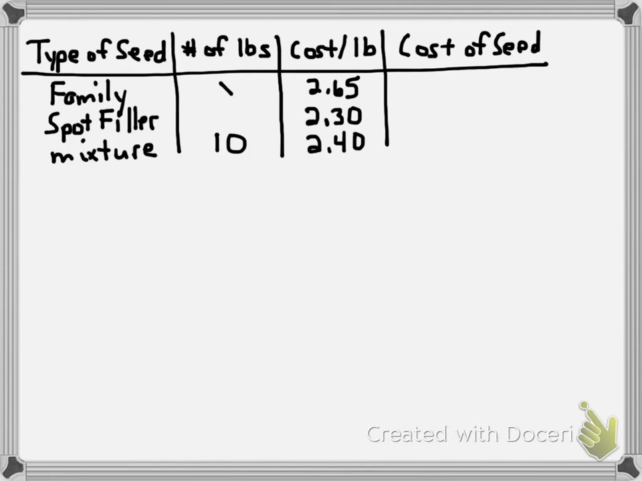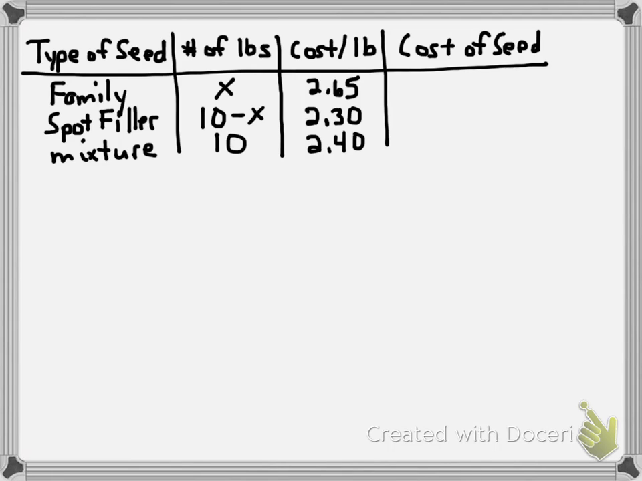But what if you don't know how many pounds of family grass seed you have? Let's let that be X. Then how many pounds of spot filler grass seed would we have? Well, we would still find that the same way. We would take the total number of pounds of the mixture and subtract the number of pounds for the family grass seed. So we have X and 10 minus X.